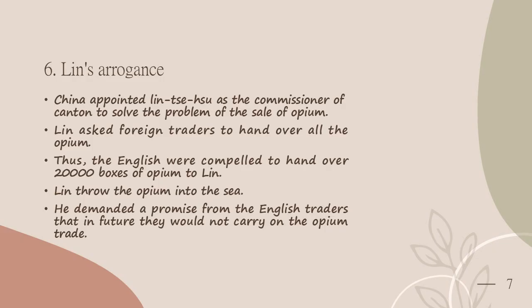Next comes Lin's arrogance. China appointed Lin Tse-hsu as the commissioner of Canton to solve the problem of the sale of opium. Lin asked the foreign traders to hand over all the opium. Thus, the English were compelled to hand over 20,000 boxes of opium to Lin. Lin threw the opium into the sea and also demanded a promise from the English traders that in future they wouldn't carry on the opium trade. But the English were not ready to give this promise. They left their trade in the hands of the Americans and went to Macao. Thus, the relationship between the Chinese and the English became strained.